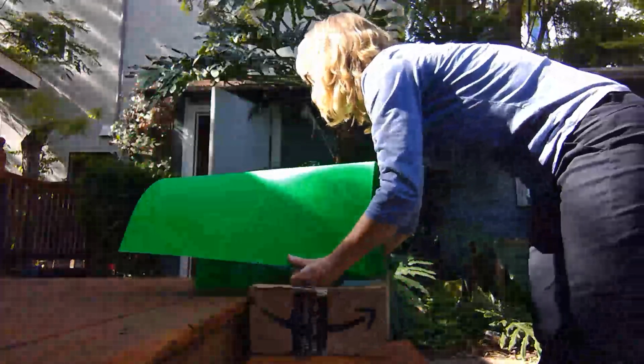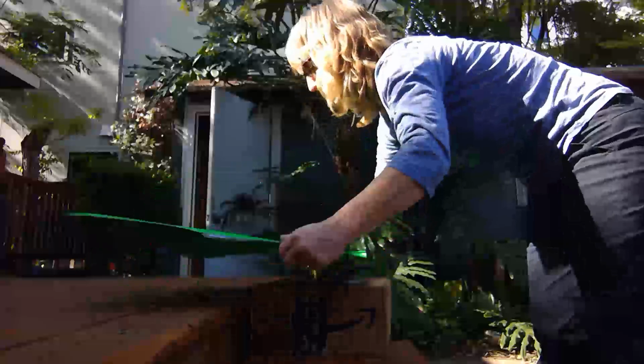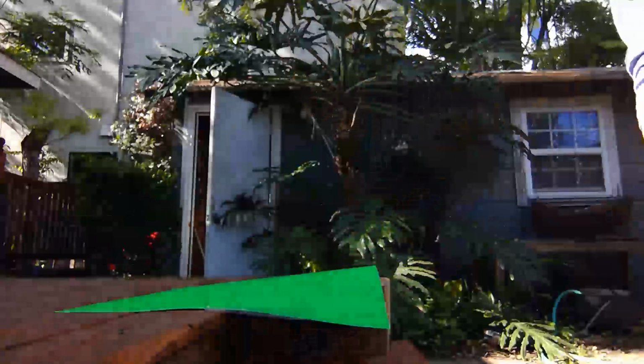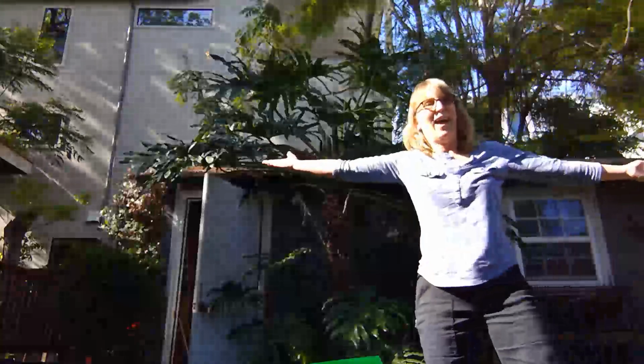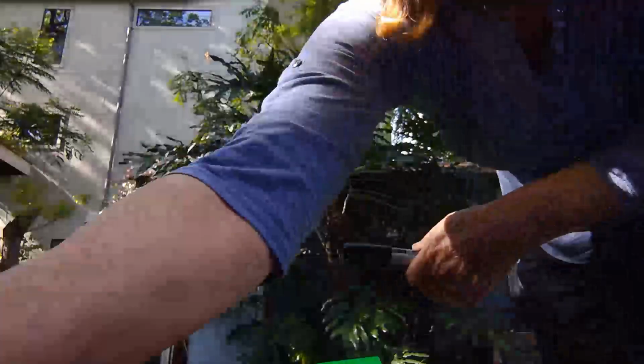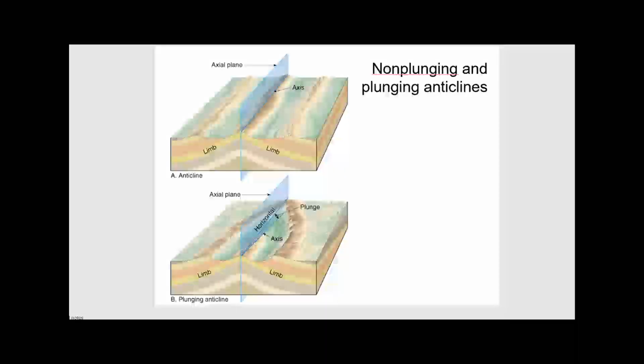So now I'm going to turn my plunging anticline into a geologic map, or I don't know, show you the map view of the line. And look, it's a V. It has a V shape. Ta-da! Well, I hope that highly professional demonstration helped.